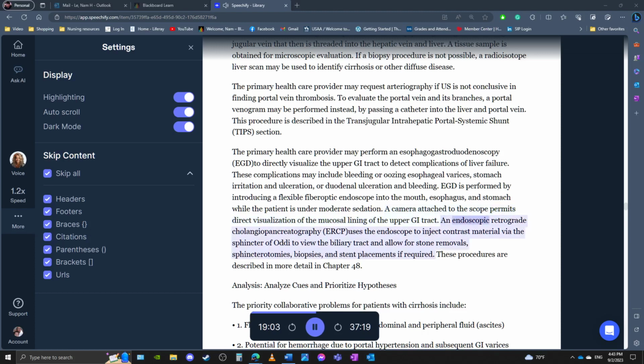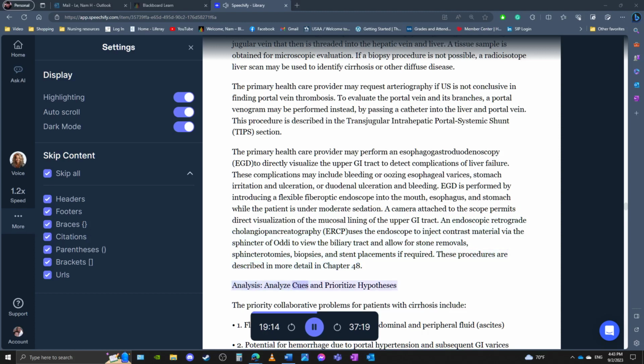An endoscopic retrograde cholangiopancreatography uses the endoscope to inject contrast material via the sphincter of Oddi to view the biliary tract and allow for stone removals, sphincterotomies, biopsies, and stent placements if required. These procedures are described in more detail in Chapter 48.